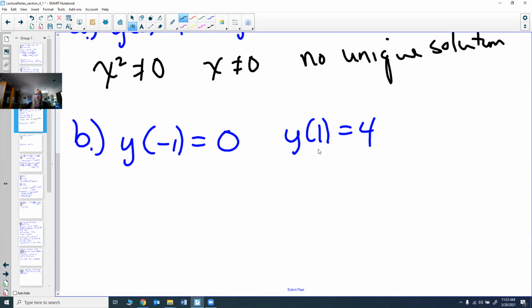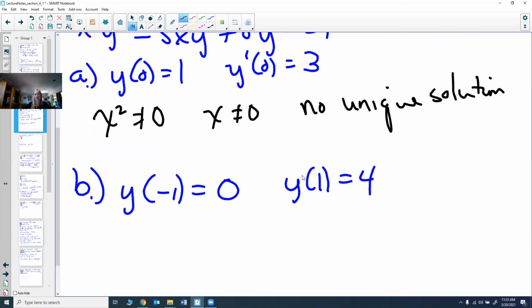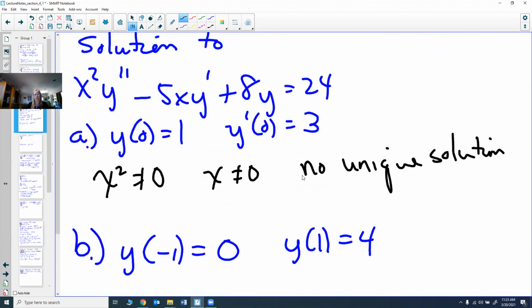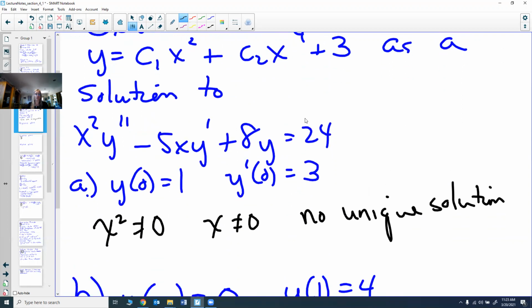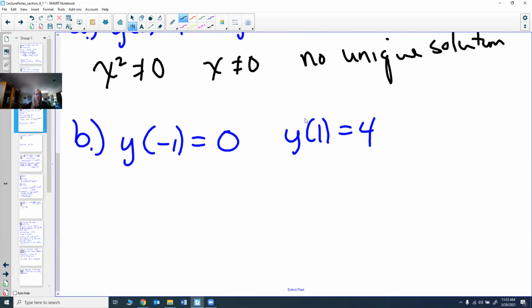So the only way we find out if we have a unique solution here is to actually find out if we can get a solution to this. So we happen to know the solution to this differential equation. It's y equals c1 x squared plus c2 x to the fourth plus 3. We could prove that that is really a solution. So we should probably prove it as a solution before we do anything else with it.